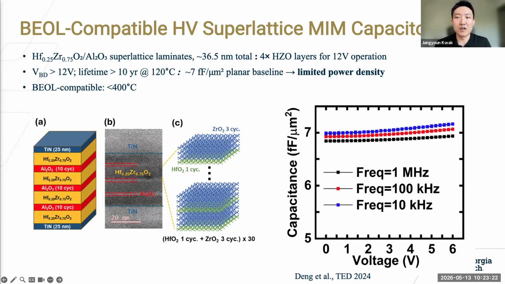Like the indium tungsten oxide transistor, this capacitor is made below 400 Celsius. It is fully back-end line compatible and suitable for a flying capacitor in a 12-volt switched capacitor converter.